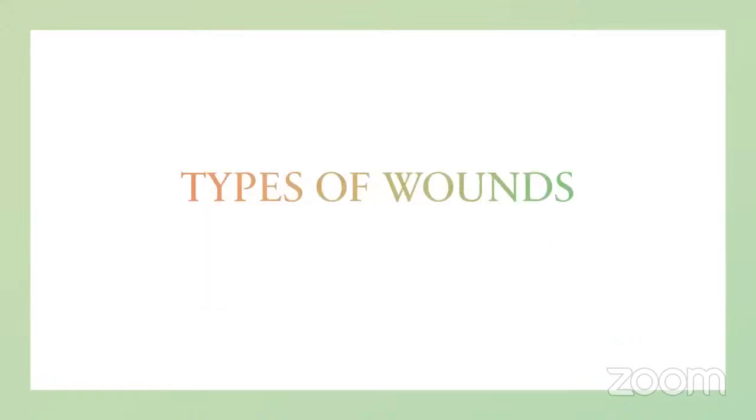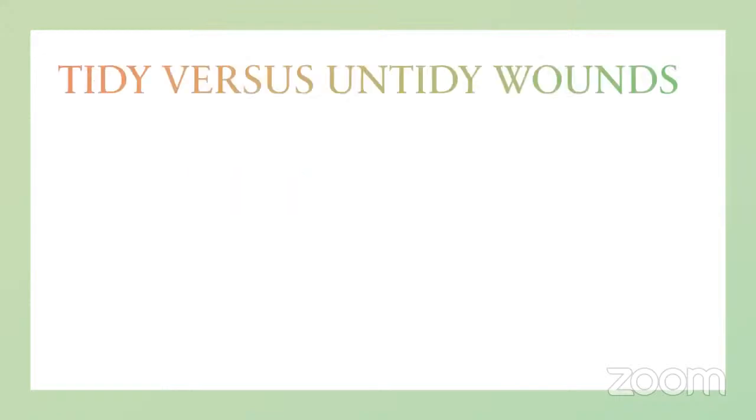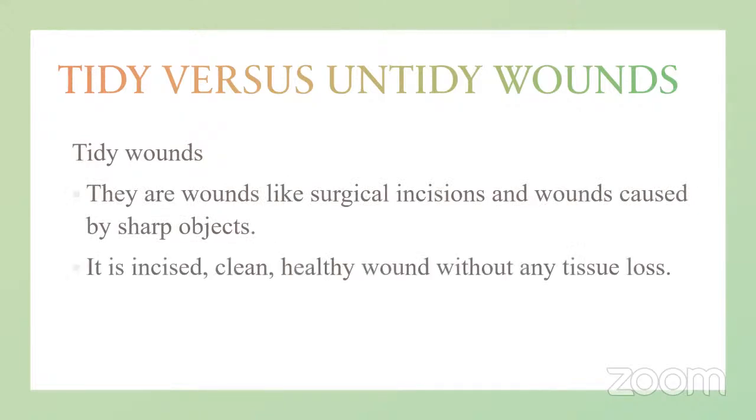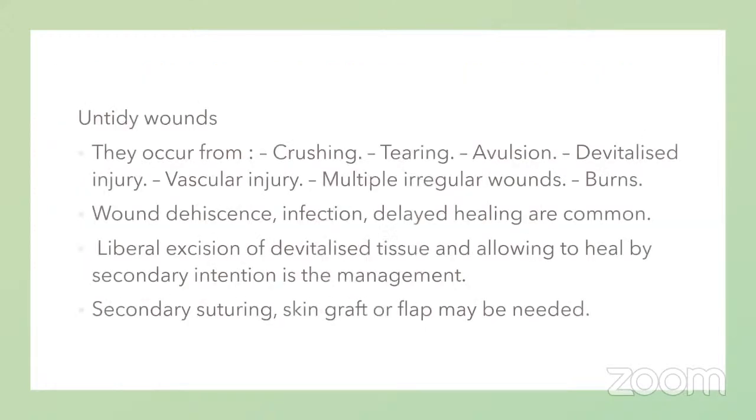So this is the important topic of today's class: how a wound is healed, and what are the types of wound healing: primary, secondary, and tertiary intention. Now we'll see types of wounds, though I'm not stressing this aspect, because it will already be covered in forensic medicine. This classification is tidy wound versus untidy wound. Tidy wounds are wounds like surgical incisions and wounds caused by sharp objects. They'll be incised, clean, healthy wounds without any tissue loss. Healing is definitely by primary intention. I hope that's clear.